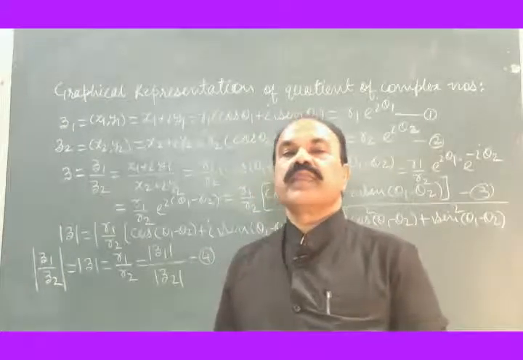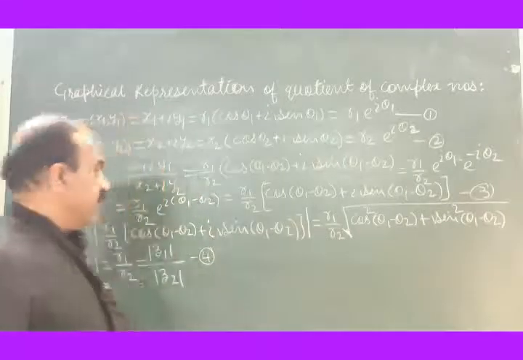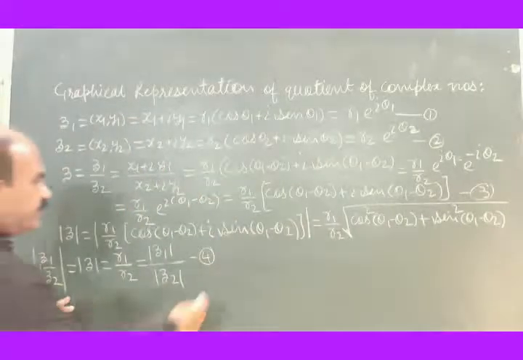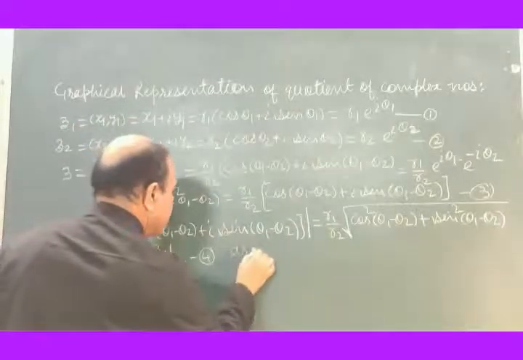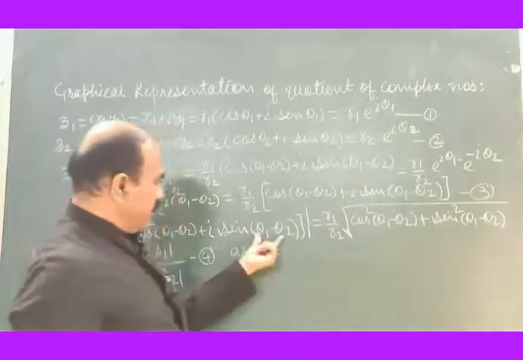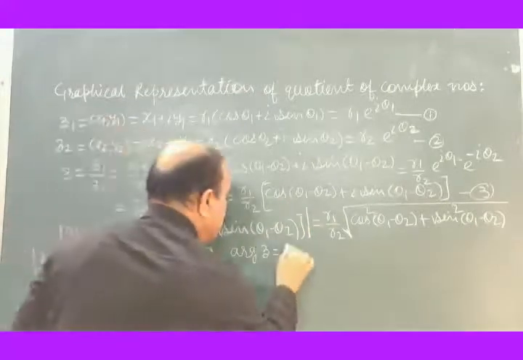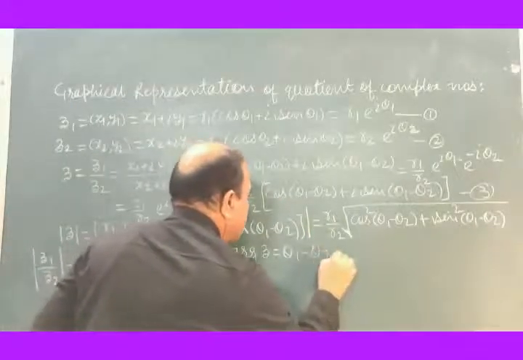Now, let us try to get the argument. Argument of Z is, that is what? Theta 1 minus theta 2.